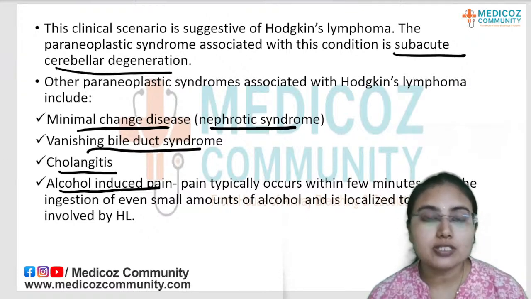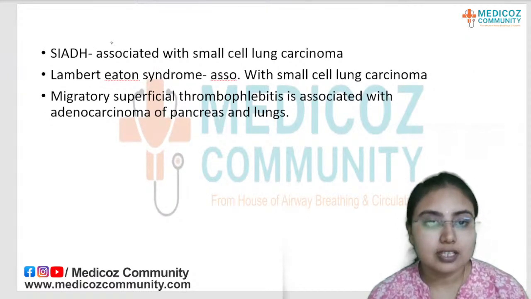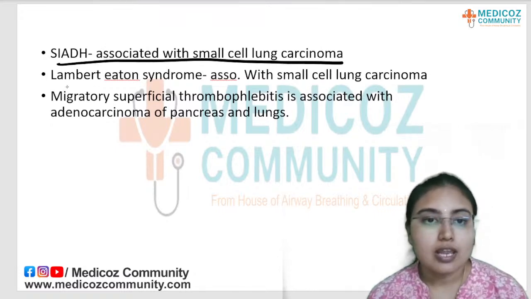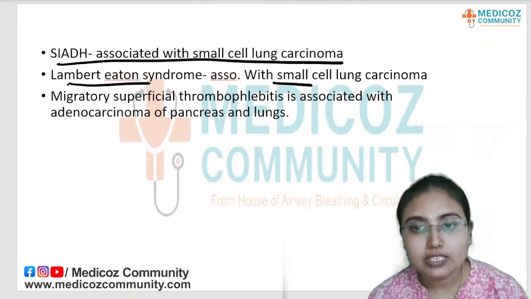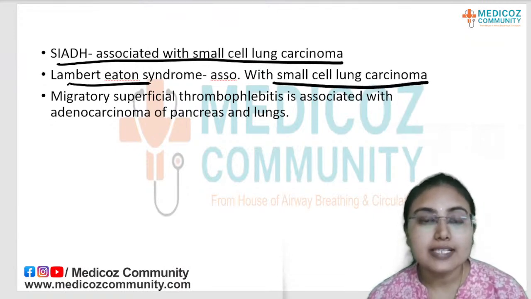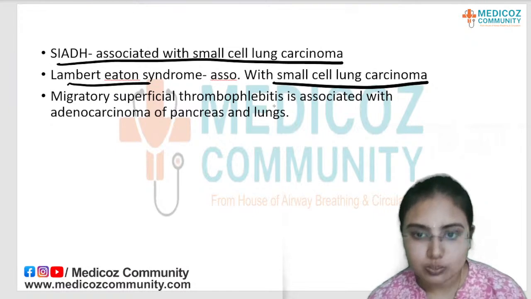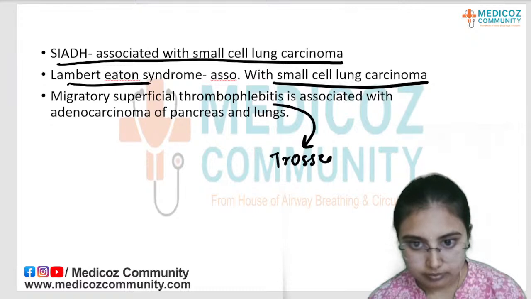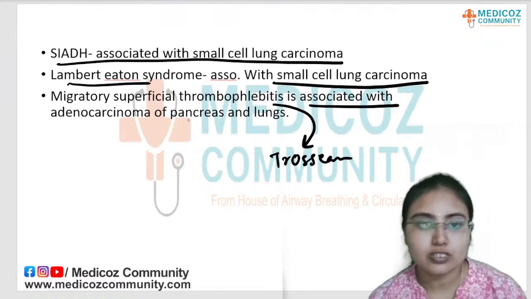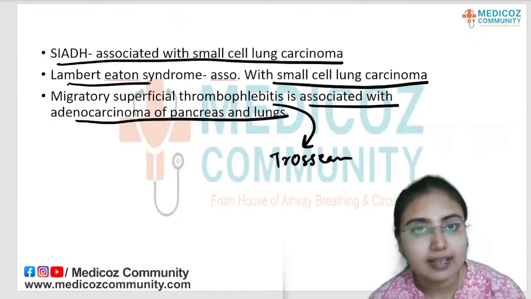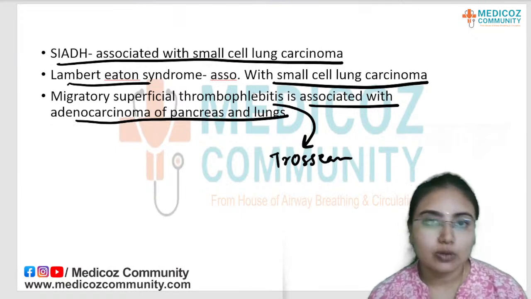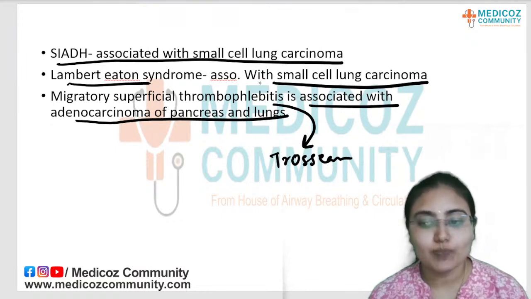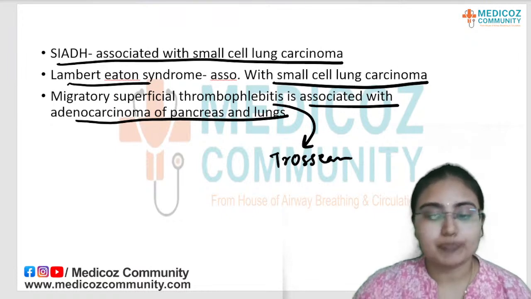So what about the other options? Where is SIADH seen? It is seen along with small cell lung carcinoma. Lambert-Eaton is also seen with small cell lung carcinoma. Migratory superficial thrombophlebitis. What is this? This is nothing but Trousseau syndrome. Okay, Trousseau syndrome is associated with adenocarcinoma of pancreas and lungs. Okay, so this is your bite of paraneoplastic syndrome for your upcoming exam. All right.